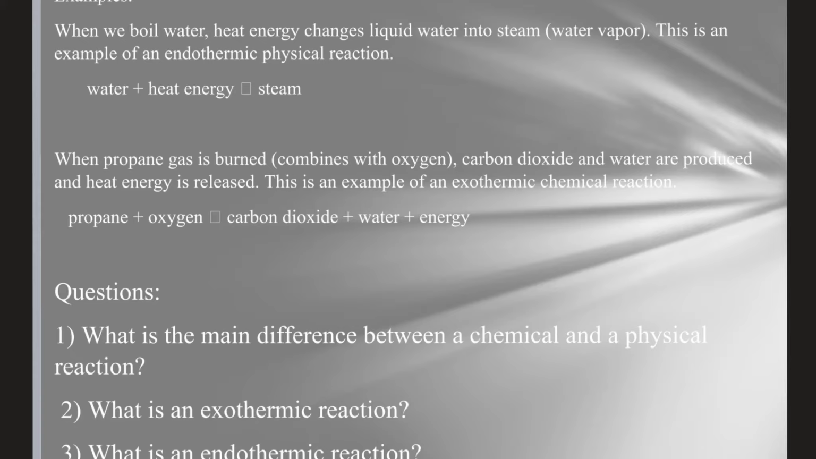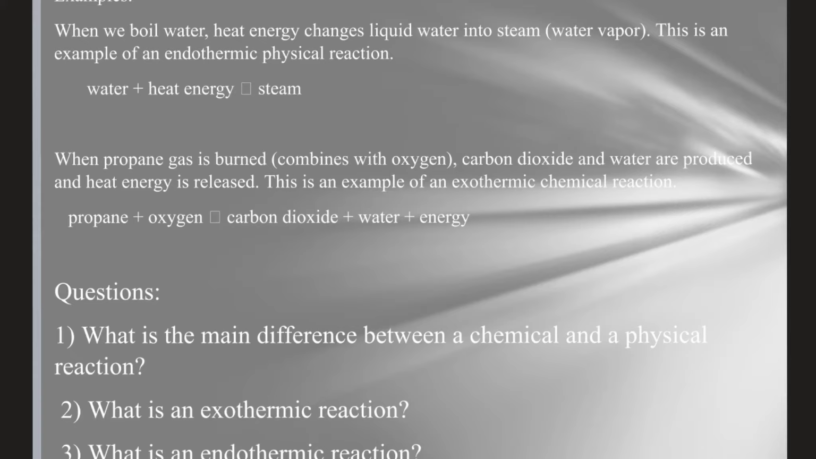Let me just draw this arrow so that you can see what I'm talking about. In order to turn it into steam, you need energy. When propane gas is burned, combined with oxygen, carbon dioxide and water are produced. Heat energy is released. This is an exothermic chemical reaction. So you had propane plus oxygen produces carbon dioxide, water, and some energy.